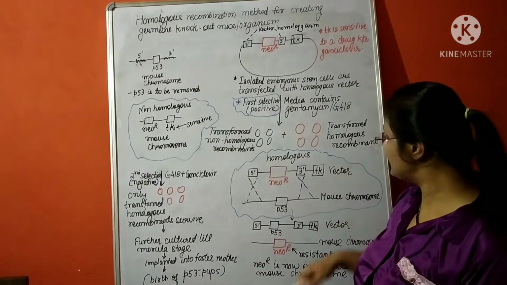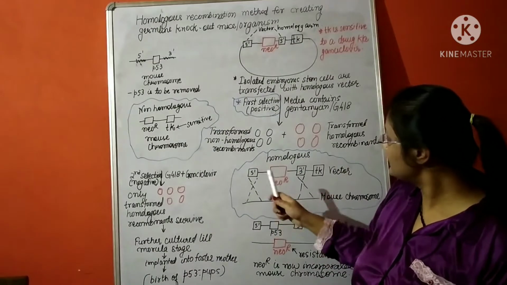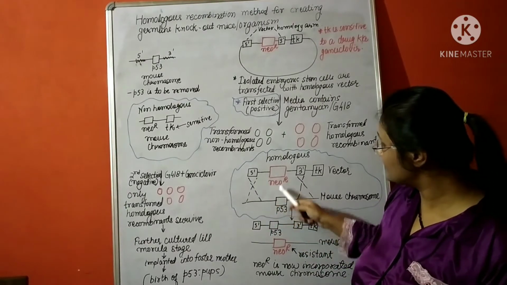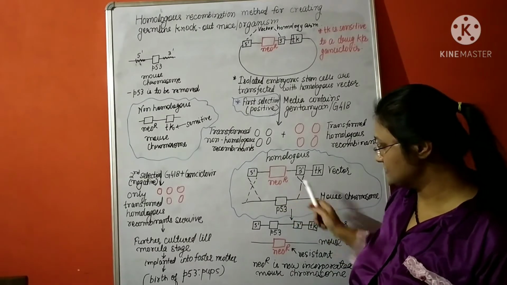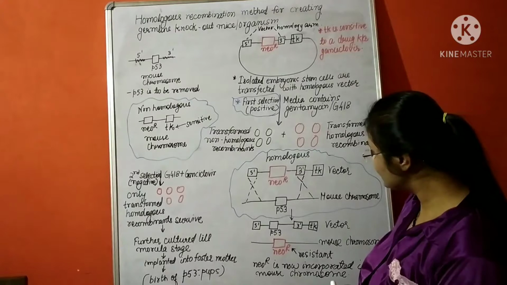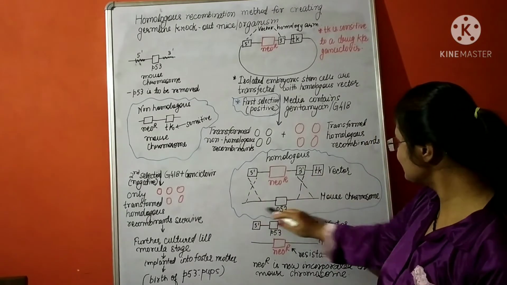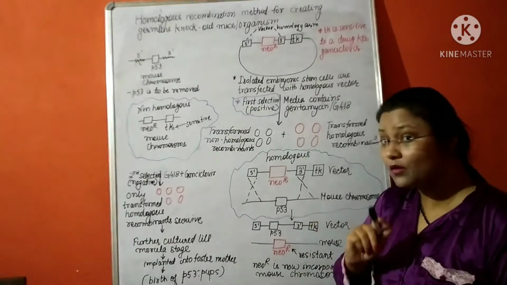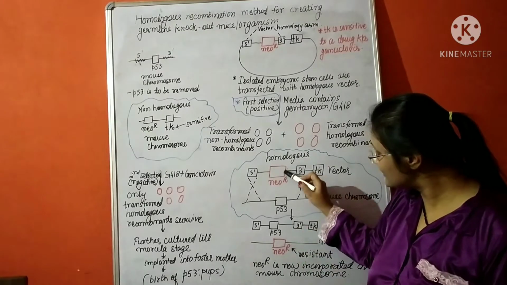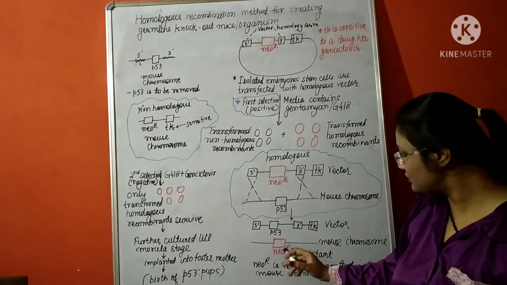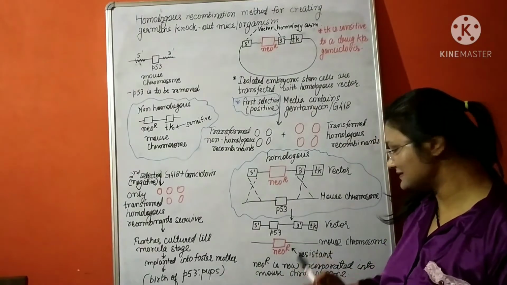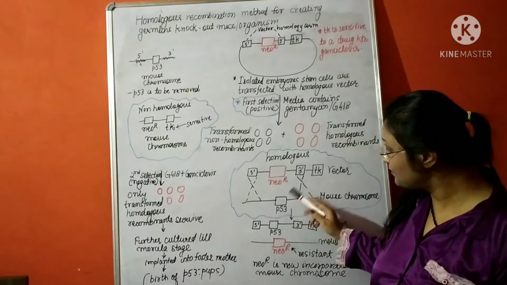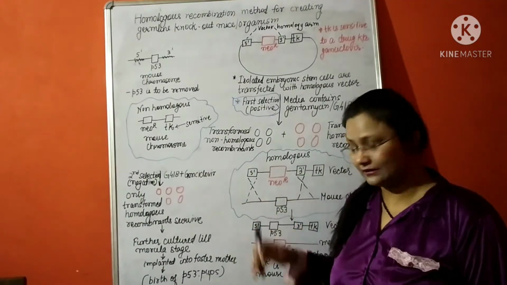When homologous recombination occurs, the neomycin resistant gene will get exchanged with the P53 gene. So this is the vector and this is the mouse chromosome. After homologous recombination, the neomycin resistant gene will be exchanged. So it will come to the mouse chromosome, and as already said, it is a neomycin resistant gene. And the P53 gene will go to the vector.